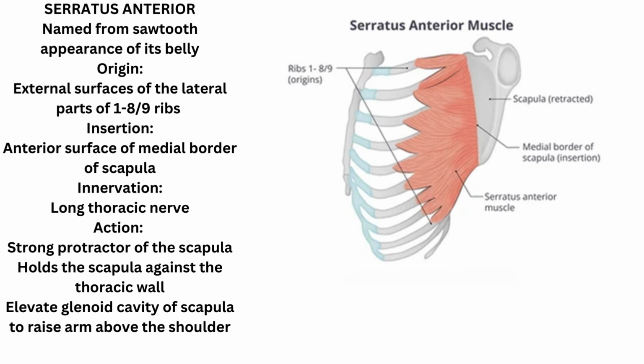It is a strong protractor of the scapula and is used when punching or reaching anteriorly, otherwise called the boxer's muscle. It also holds the scapula against the thoracic wall when doing push-ups or when pushing against resistance, such as pushing a car. The inferior part of the serratus anterior rotates the scapula, elevating its glenoid cavity so the arm can be raised above the shoulder.